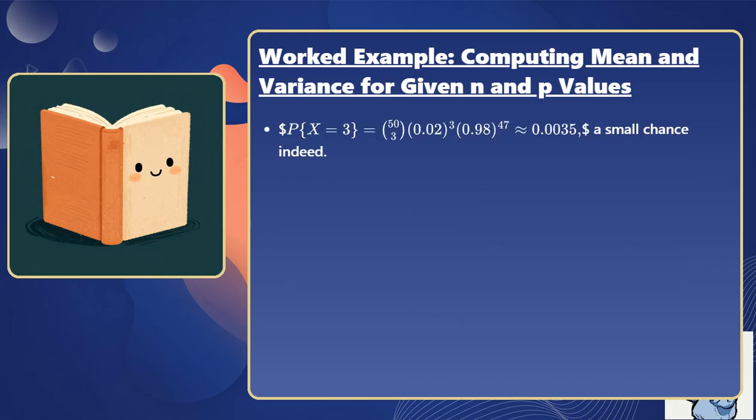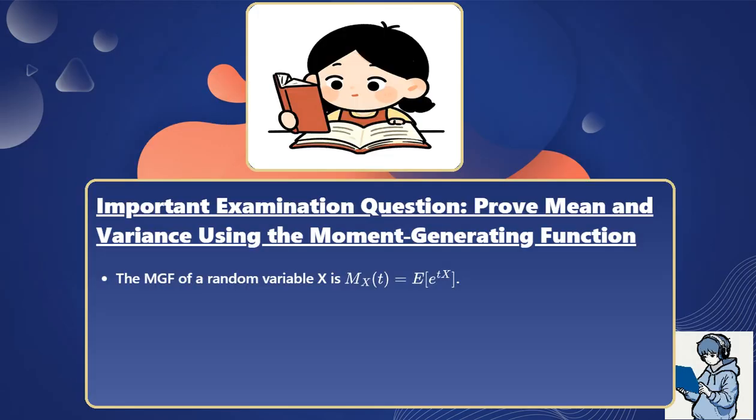P of X equals 3 equals the combination of 50 choose 3 times (0.02) cubed times (0.98) to the power of 47, which is approximately 0.0035. A small chance indeed.